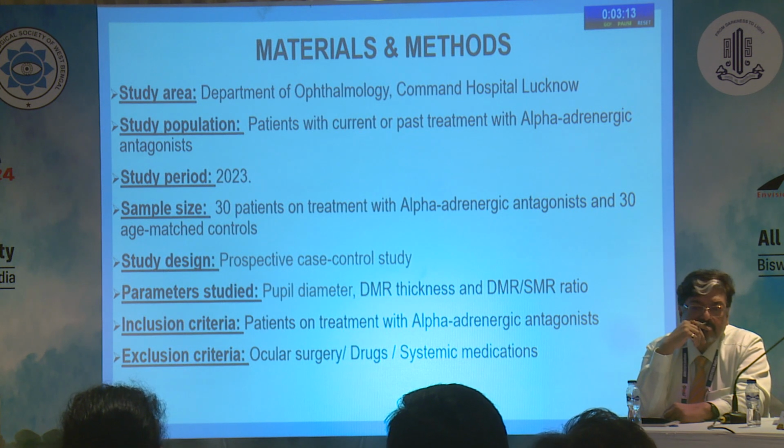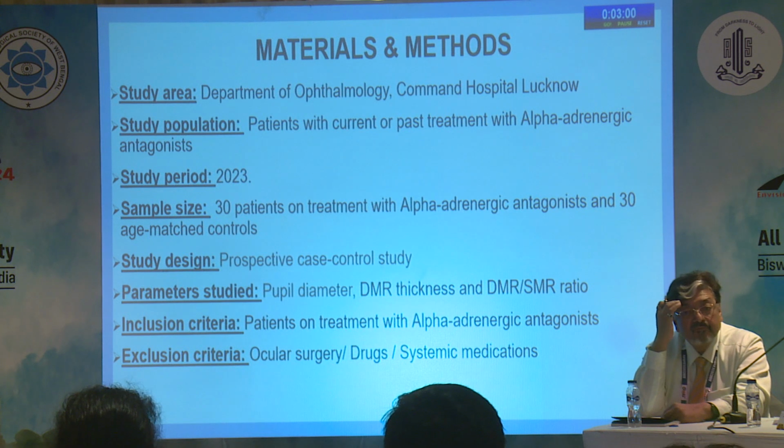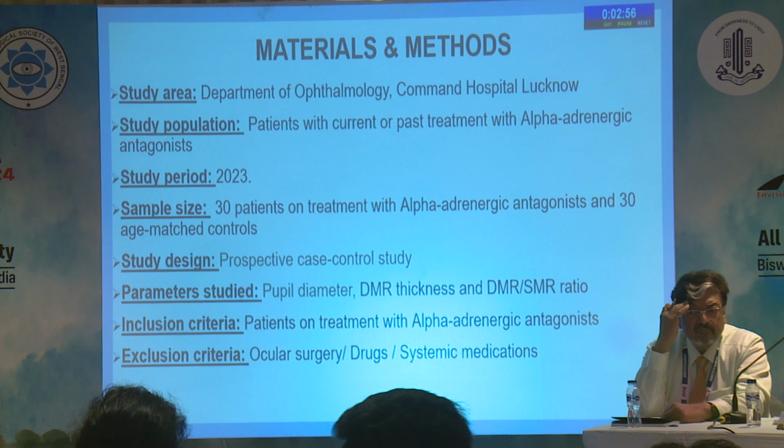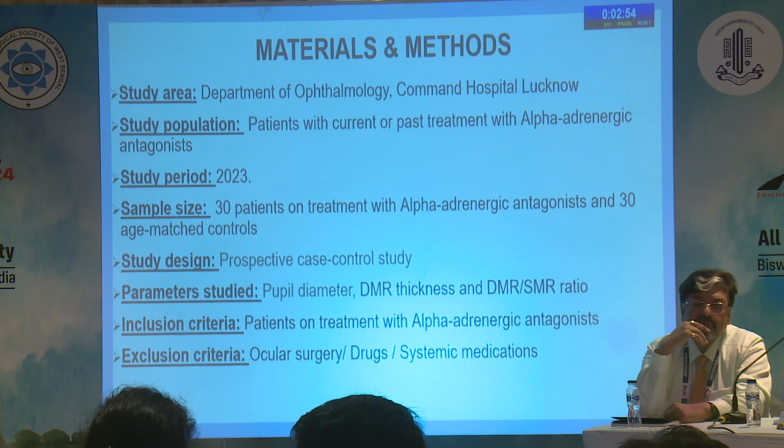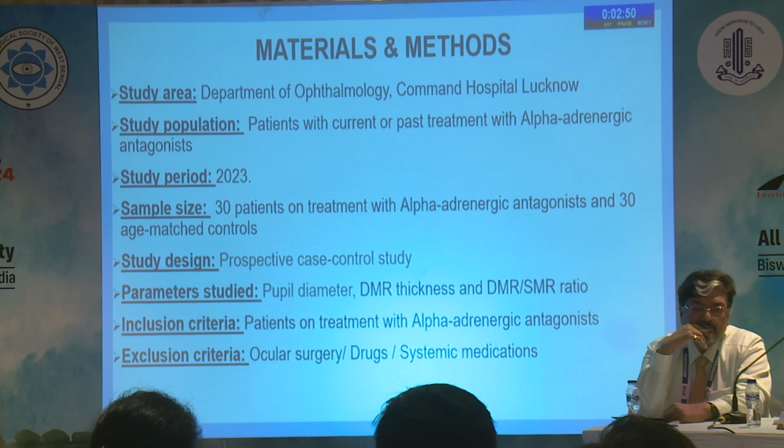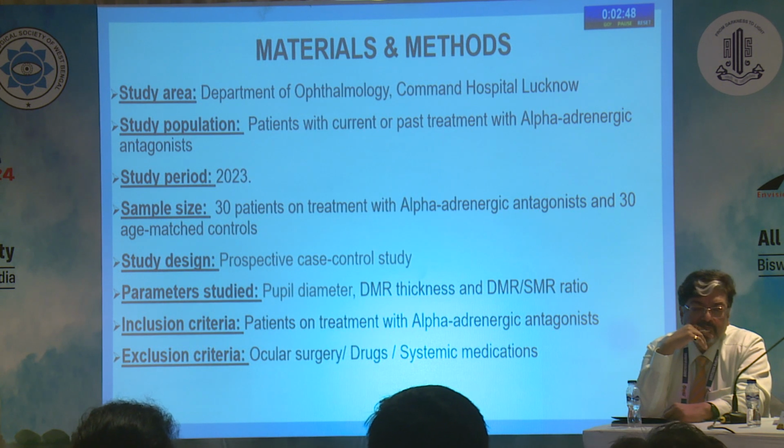The materials and methods: the area was the Department of Ophthalmology. We had patients who were generally on treatment with alpha-adrenergic antagonists, primarily the BPH and the hypertensive patients. The sample size was 30 patients on treatment and 30 age-matched controls. The parameters studied were the pupillary diameter, the DMR thickness, and the DMR and SMR ratios. The inclusion criteria, of course, were patients primarily on alpha-adrenergic antagonists. Exclusion: anyone who had undergone an ocular surgery or was on ocular drug therapy for long, and systemic medications, especially diabetes.